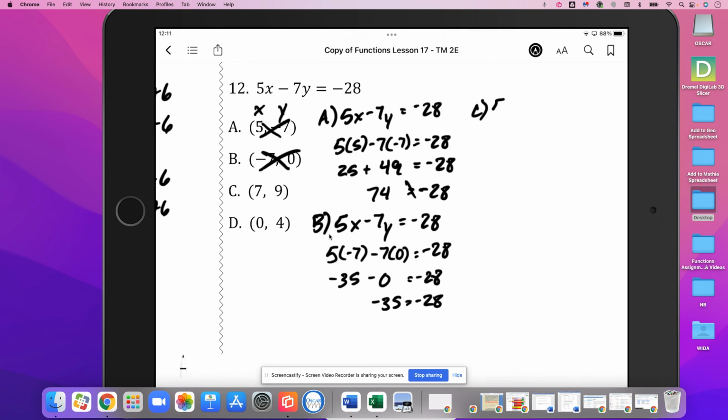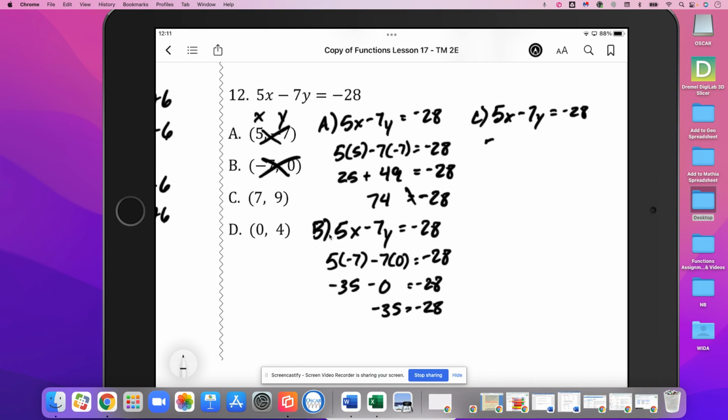C, 5x minus 7y equals negative 28. And so 5 times 7 minus 7 times 9 equals negative 28. So 35 minus 63 equals negative 28. And so that is going to be negative 28 on the left and negative 28 on the right. So yes, C satisfies the function.